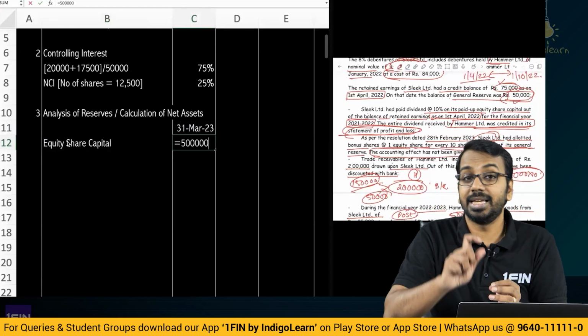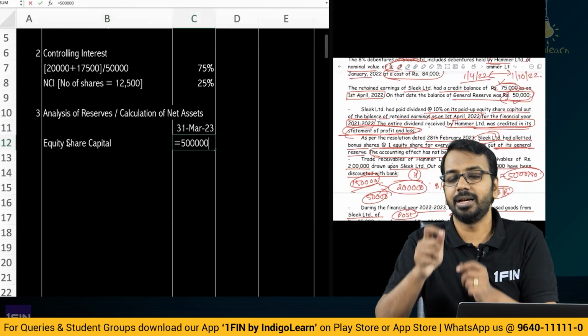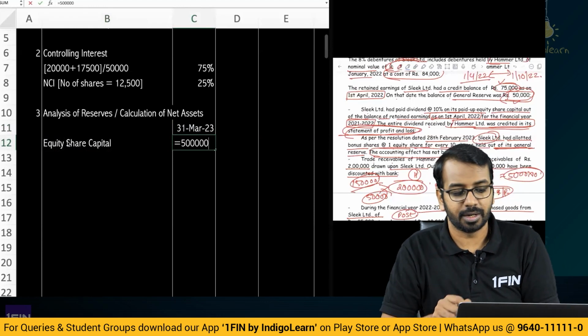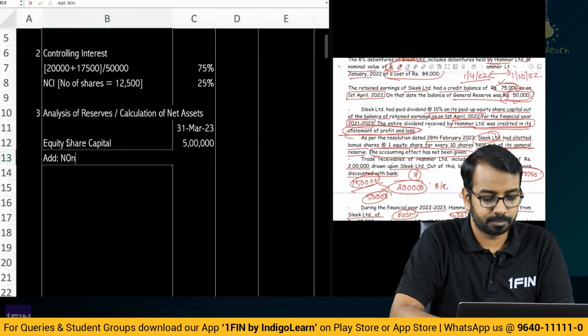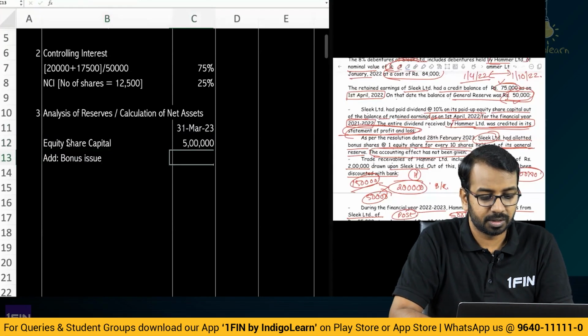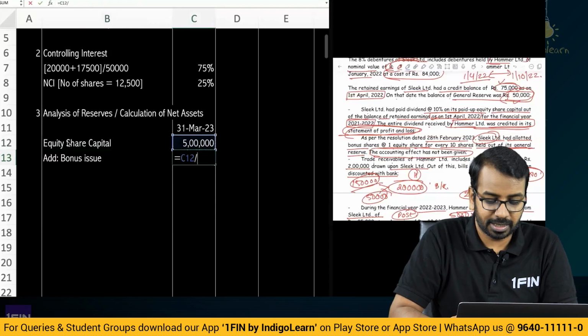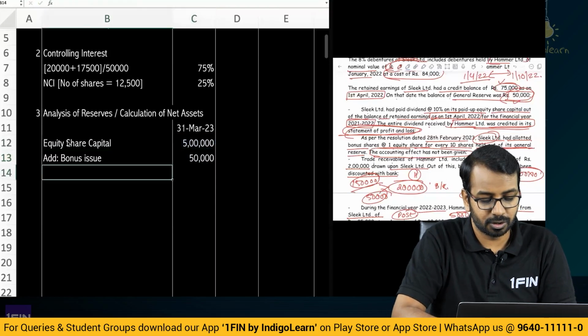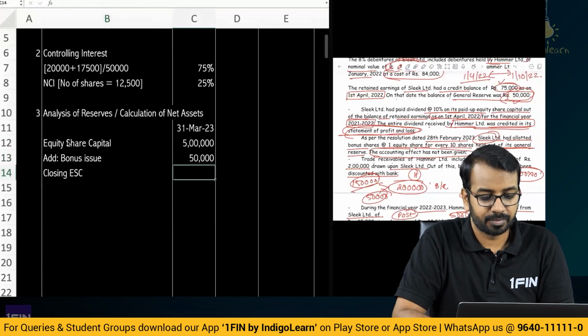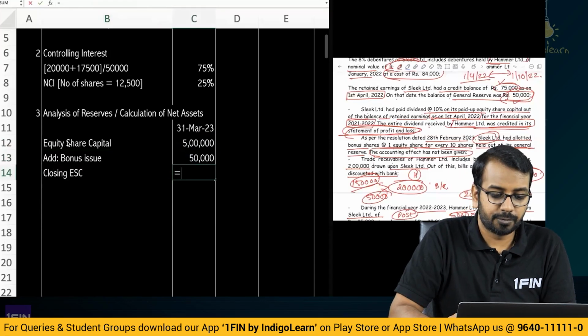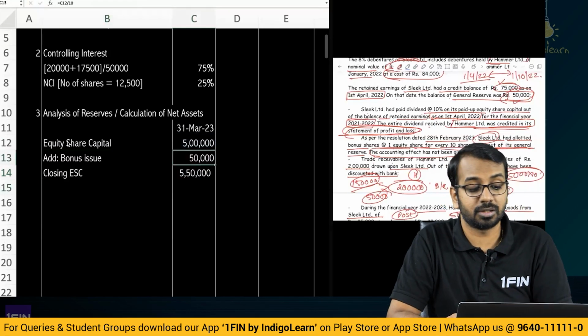On this 5 lakhs there is a bonus issue. The question has said bonus issue of 1:10 was made. So, if on equity share capital I add bonus issue, that is 5 lakhs divided by 10, it is 50,000. So, closing equity share capital is 5 lakhs plus 50,000, 5 lakh 50,000 as on 31st of March.